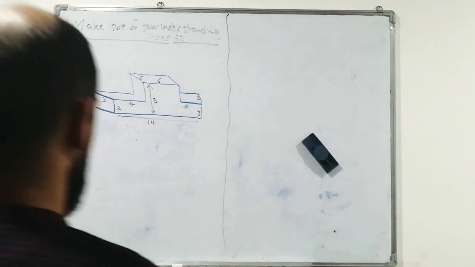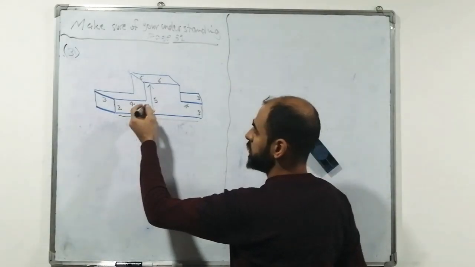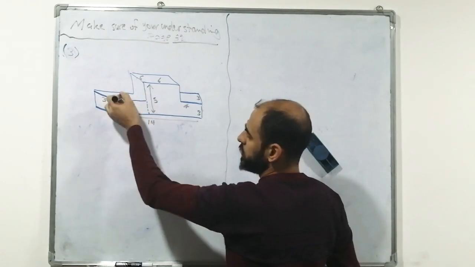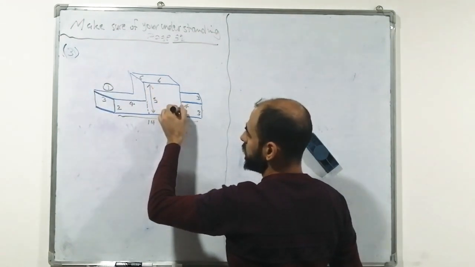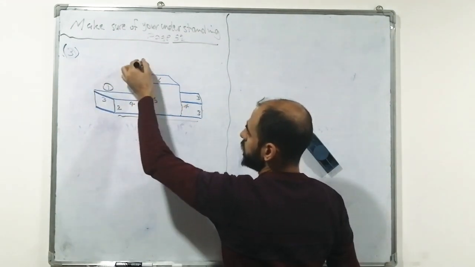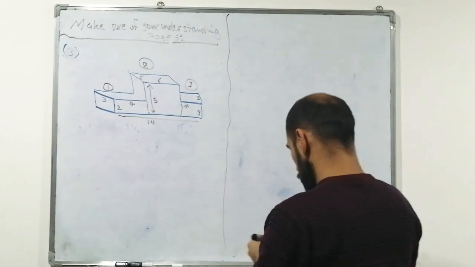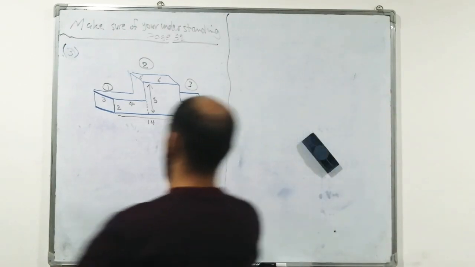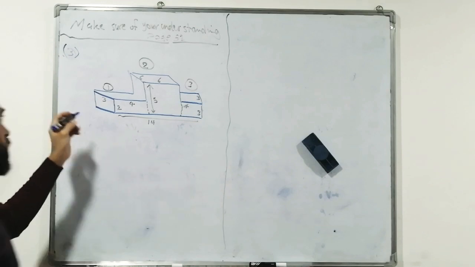Now in this shape we also have to find the volume, so we will divide it into 3 simple shapes. The first one is this one. This is the first shape. And the second one is this shape. And the third one is this shape. So, to find the volume of any compound shape, we have to find the volume of its simple shapes.